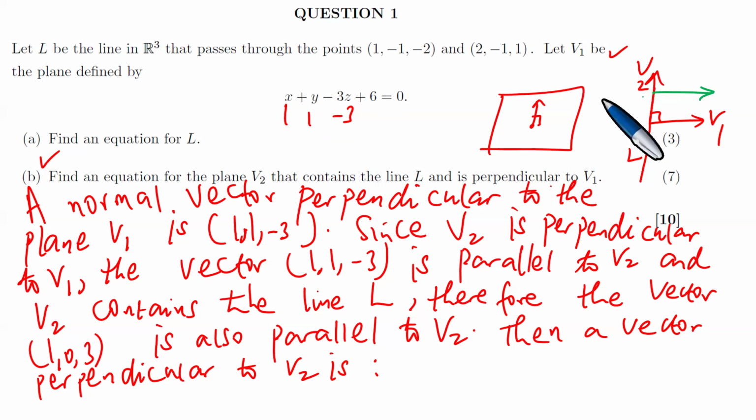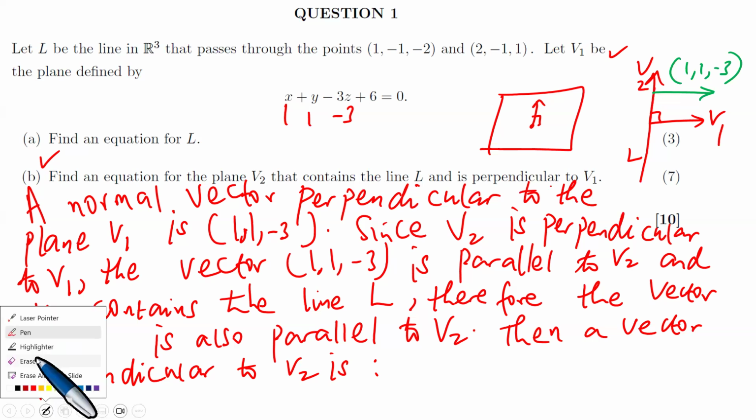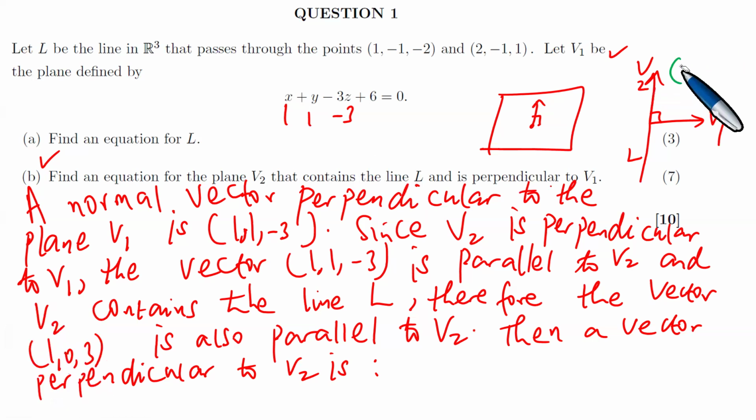Okay, this is good news because we're able to see that the vector (1, 1, -3) is a normal. Given a plane, if this is the equation of the plane, then the vector formed by the coefficients of x, y, z constitutes what you call a normal vector perpendicular to the plane. So, yeah, it is perpendicular to V1.